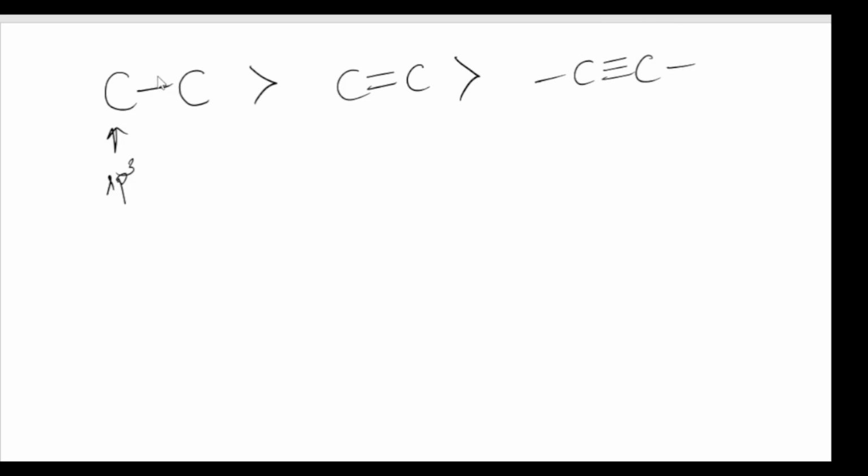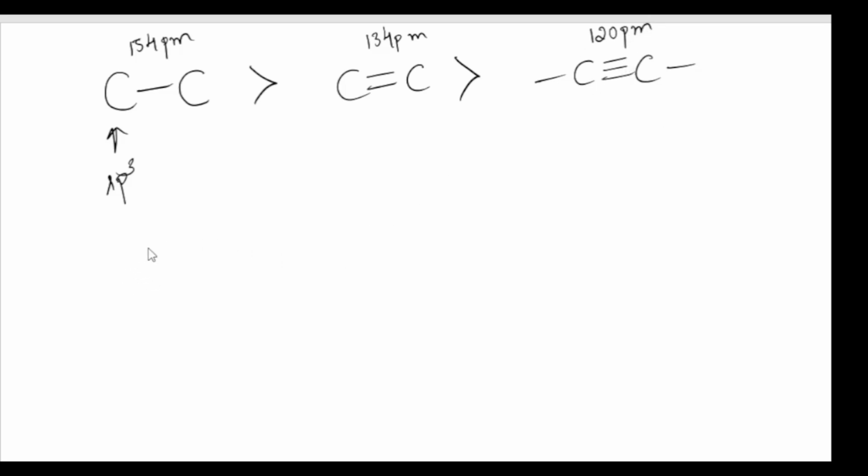In numerical values, carbon carbon single bond is 154 picometer, carbon carbon double bond is 134 picometer, then carbon carbon triple bond is 120 picometer. We can see the shortest is carbon carbon triple bond.